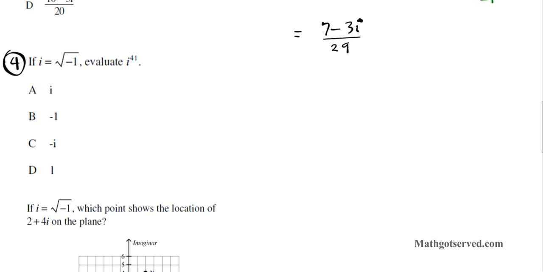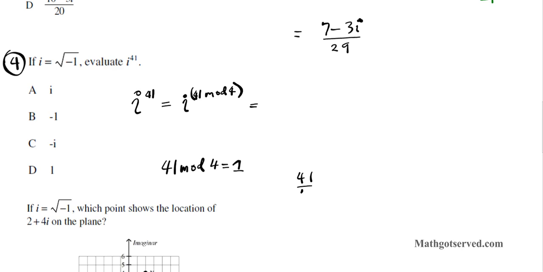Okay? So how I normally showed you guys how to do it before is if you do i to the 41, it's the same thing as i to the 41 mod 4. Okay? What is 41 mod 4? 41 mod 4 is what is the remainder after 41 is divided by 4. So 41 mod 4 is equal to 1, because when you divide 41 by 4, you get 10, remainder 1. And this is the modular value that we're looking for in this expression.